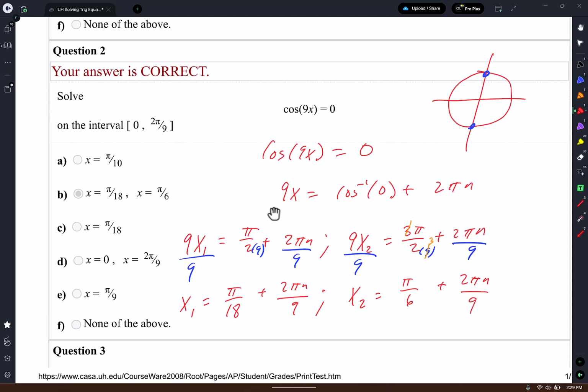Are y'all okay? Sorry. So now that I did that, look at my domain, guys. 0 to 2 pi over 9. Am I going to add 2 pi over 9 to this pi over 18? Hell no. It's going to take me above the 2 pi over 9.